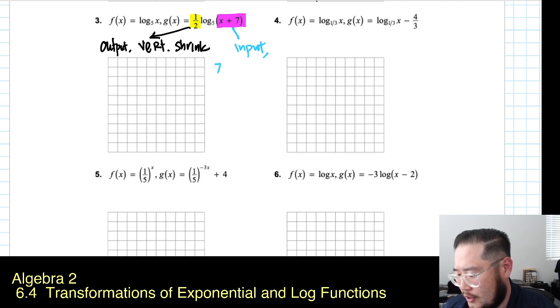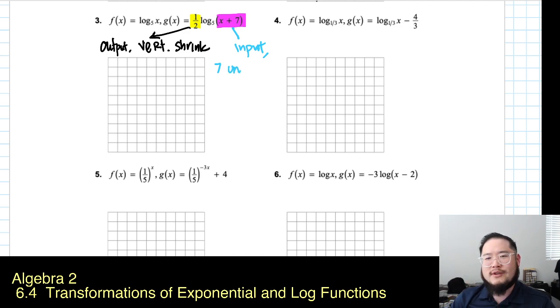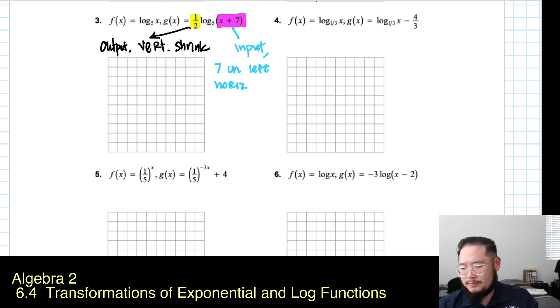And we should also include the fact that it is horizontal. 7 units left. All right, next up. Graphing it, you should know the drill. We could start off right here. Actually, let's go ahead for f of x.